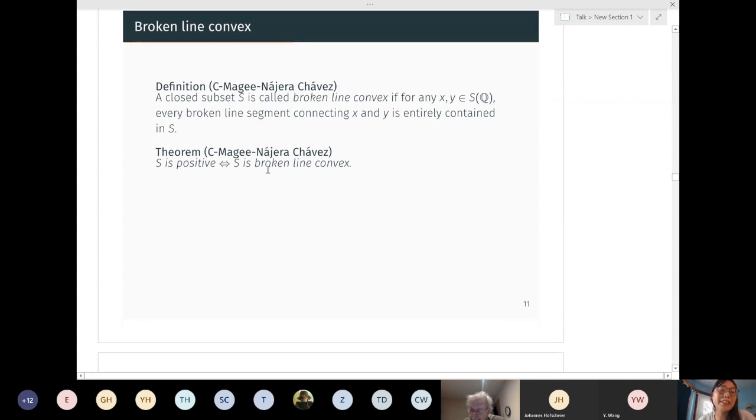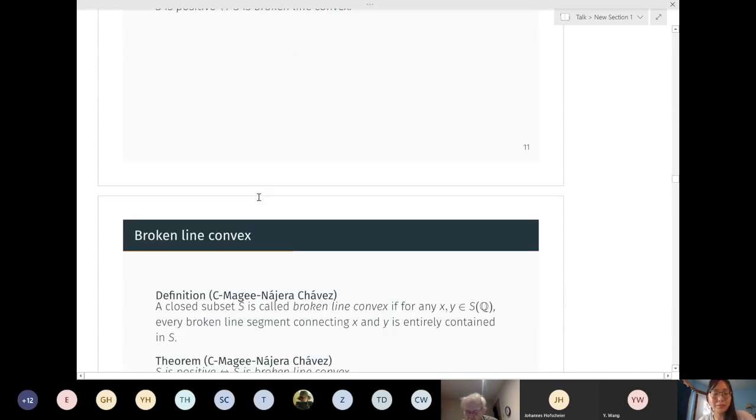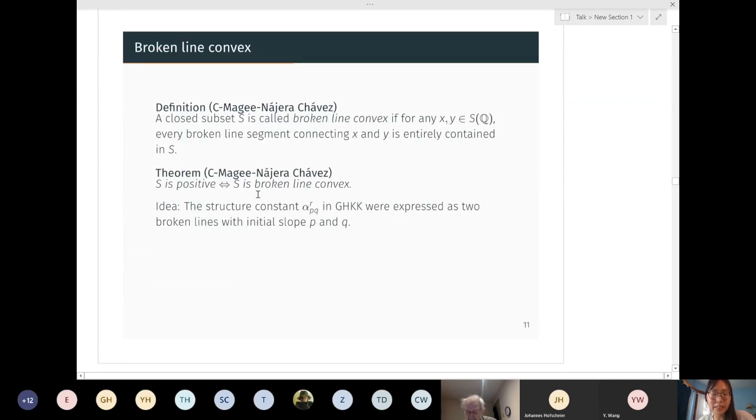And you can see immediately we can draw this conclusion. The very natural thing you want to have is that a positive set, which in the toric world is a convex polytope, is convex if and only if it is broken line convex. Let me say it again: the set S is positive if and only if the set S is broken line convex. And the idea of the proof is very simple. It's very easy to describe.